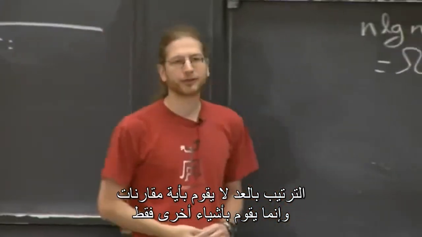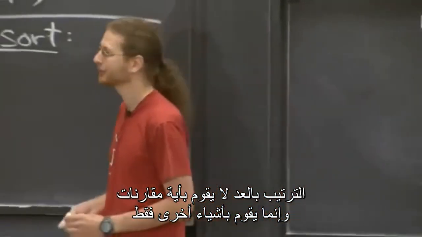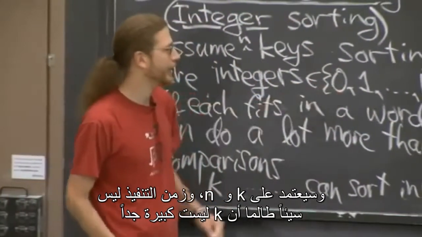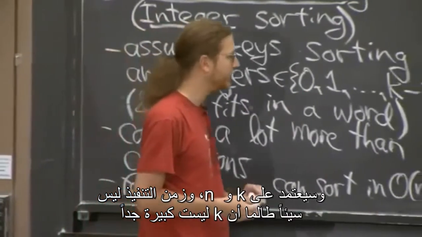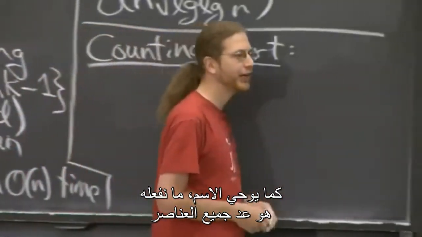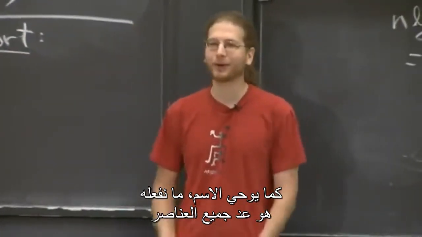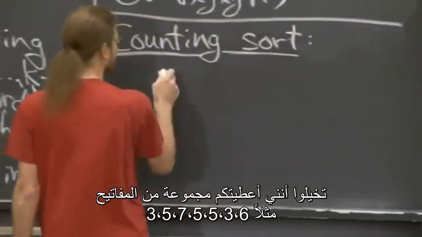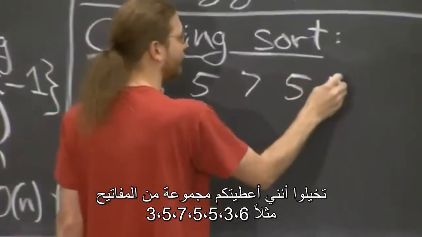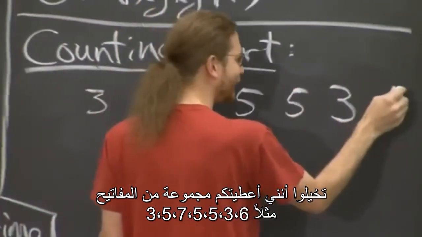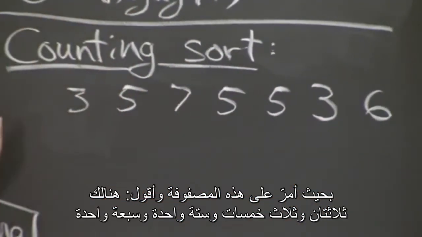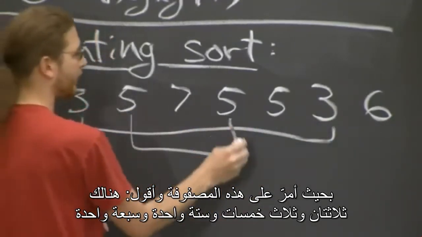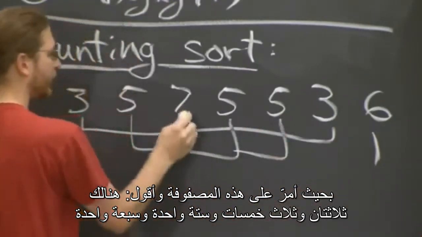Counting sort does not make any comparisons. It only does other stuff. Okay? And it's going to depend on n. It's going to depend on k. We'll get some running time. It's not bad as long as k is not giant. So as the name might suggest, what you do is count all the items. So imagine I give you a bunch of keys like 3, 5, 7, 5, 5, 3, 6, whatever. I'd like to run through this array and say, I see there are 2 3s, and there are 3 5s, and there's 1 6, and 1 7.